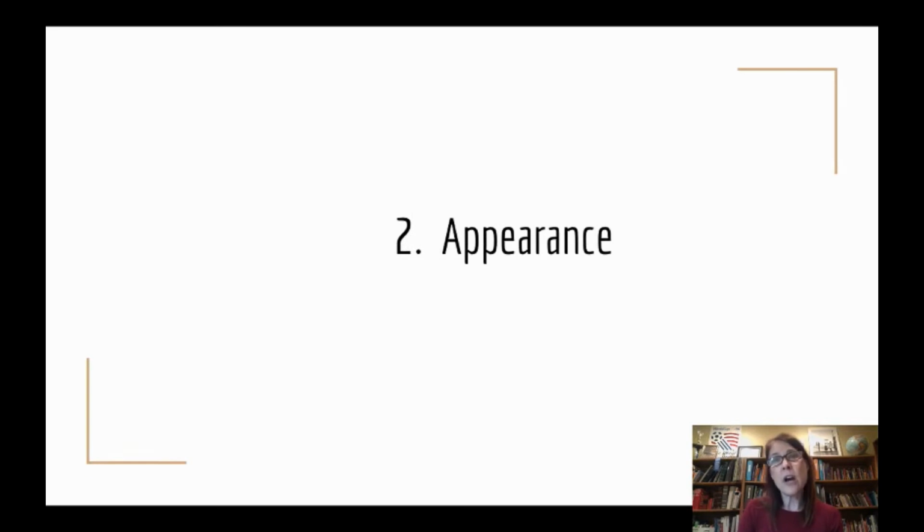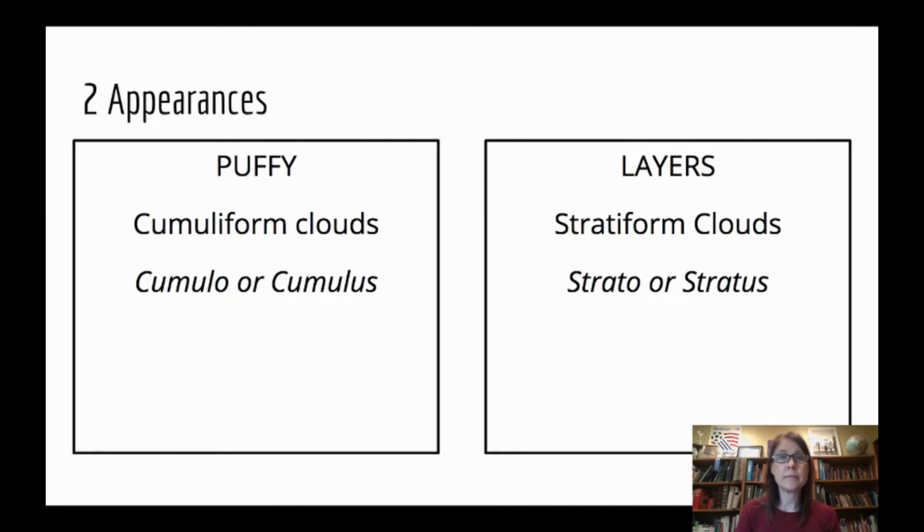Second, clouds are classified based on their appearance. Clouds that appear puffy are cumuliform clouds. These are clouds that will grow vertically in the sky. The key word for these clouds is cumulo or cumulus. Clouds that form in layers are stratiform clouds. These are clouds that form horizontally across the sky. The key word is strato or stratus.